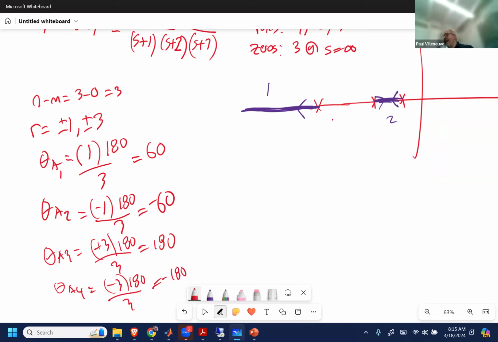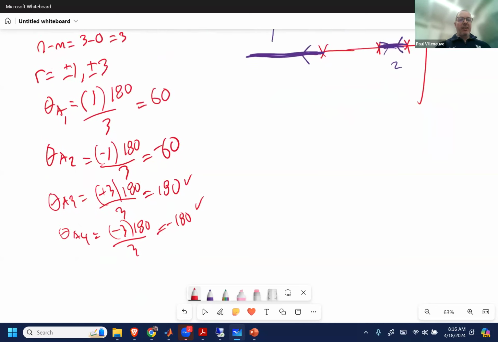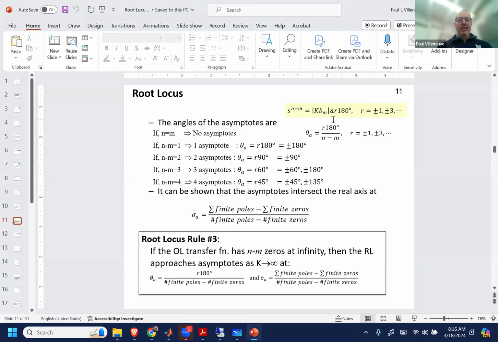So I have my angles, and this here checks out to what my figure looks like. I know that I have plus or minus 180, so I've done a sanity check. Yep, I'm feeling really good. Those look pretty close. So now what I need to do is calculate my location for where my asymptotes take off, or my centroids.